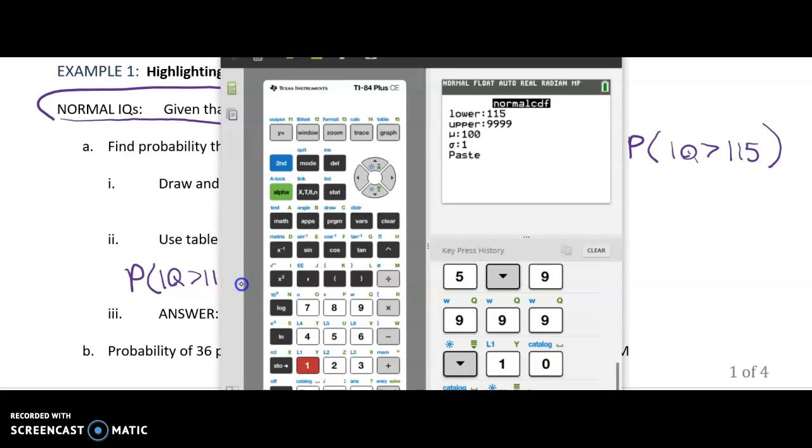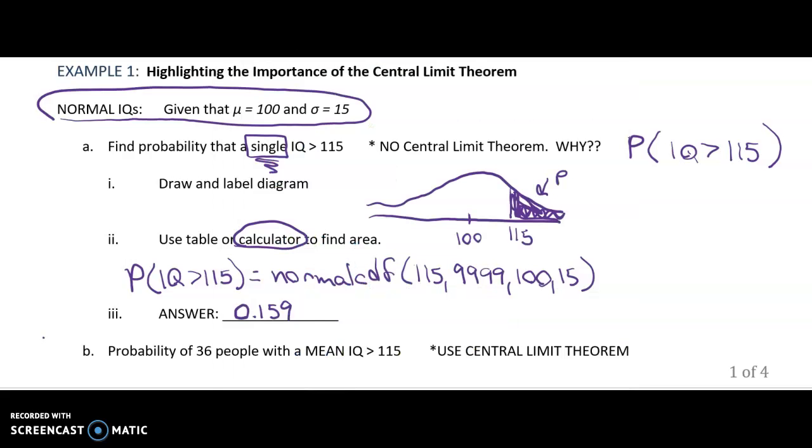And our standard deviation is 15. And then go ahead and calculate. You should get 0.159. During your work, you not only want the answer, but you want to have this required statement of what you put in your calculator.